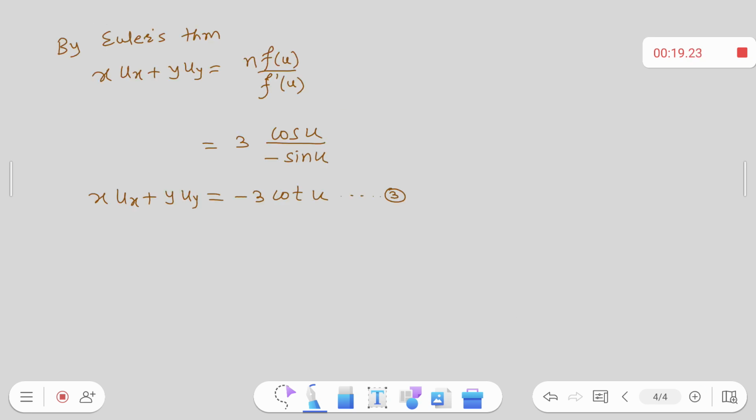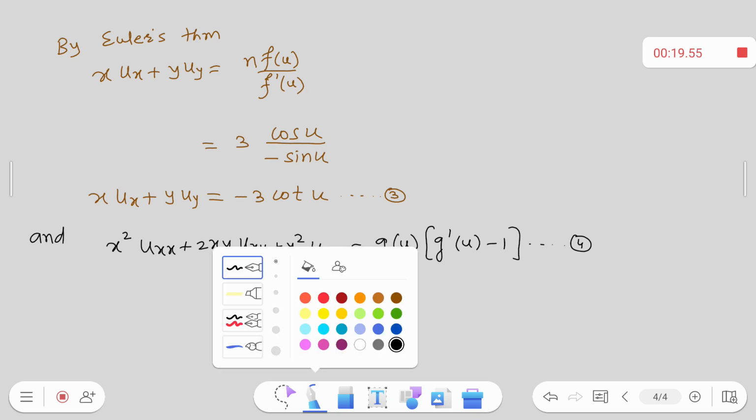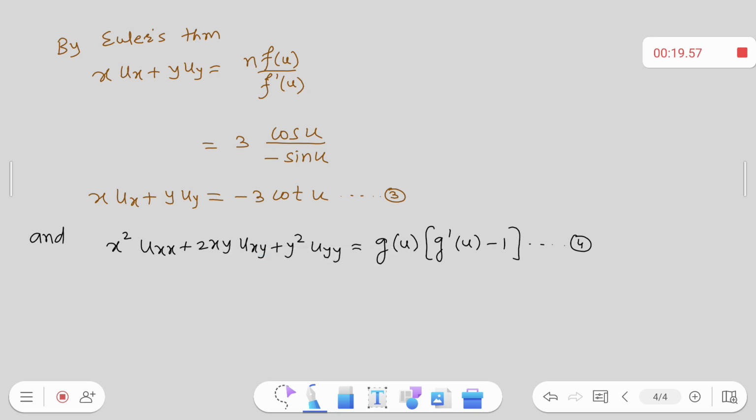Now by using the same statement, what is the second order derivative? x square uxx plus 2xy uxy plus y square uyy is g of u into g dash of u minus 1. Let us assume it as equation number 4. What is g of u here?